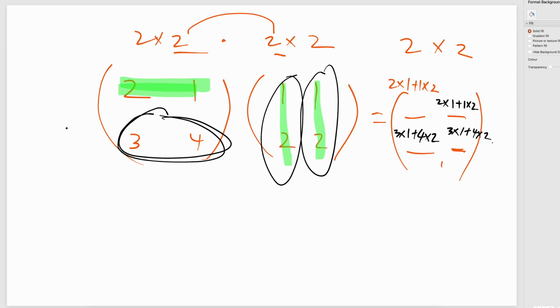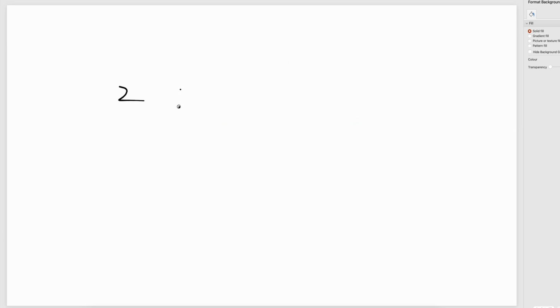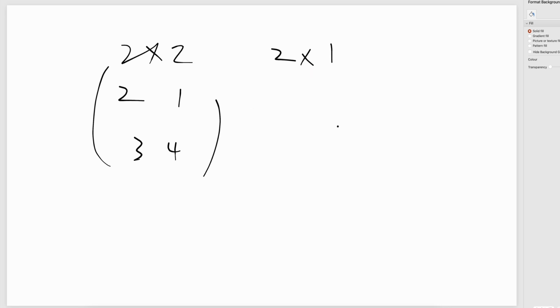Give you another one. One more. 2, 1, 3, 4. This is a 2 by 2, right? So at least I need a 2 by something, right? What about 2 by 1? 2 rows, 1 column. 1 and 2. So how do you get the answer? It's valid, so I will get a 2 by 1.